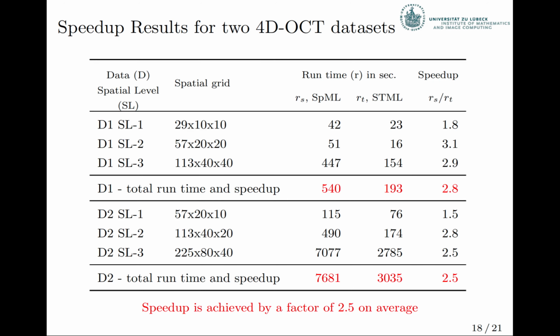But there is a significant difference in the runtime. Here D1 and D2 are the 2 datasets. SL represents the spatial levels. We have 3 spatial levels for these 2 datasets. The SPML scheme, which is based on only spatial discretization, takes 540 seconds, but the proposed scheme is only taking 193 seconds. That means we are getting a speedup of around 2.8. And we obtain similar behavior for the other dataset, where we get a speedup of around 2.5.